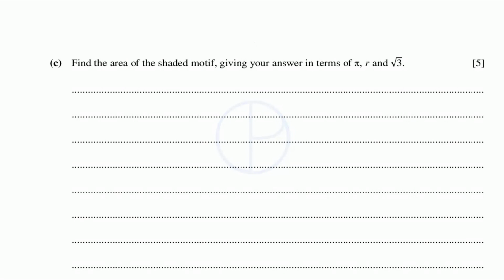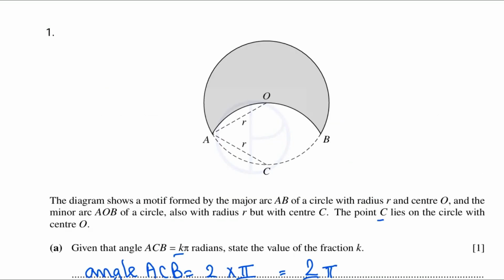The next part of the question is: find the area of the shaded motif, giving your answer in terms of pi, r and square root of 3. To find the area of the shaded region, let me join O and B and find the area of the major sector AOB. From that we need to delete these two portions, these segments.